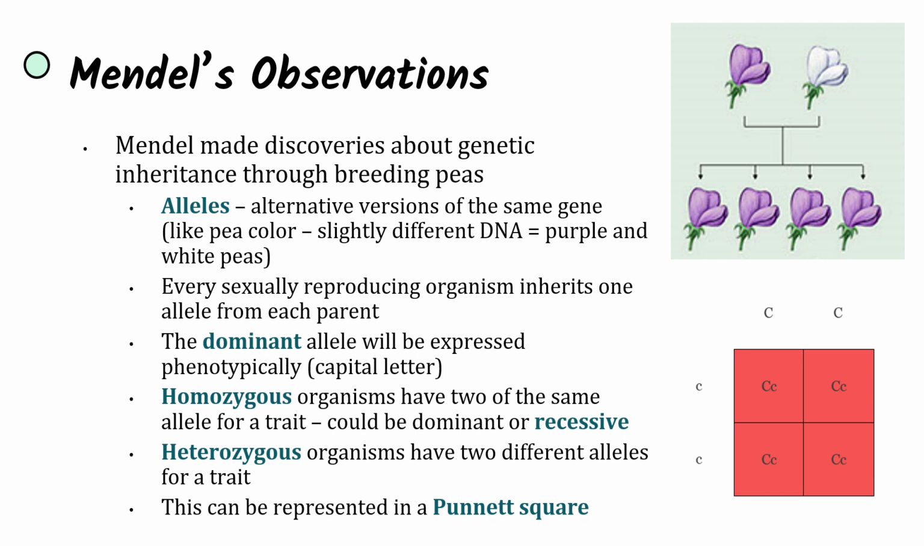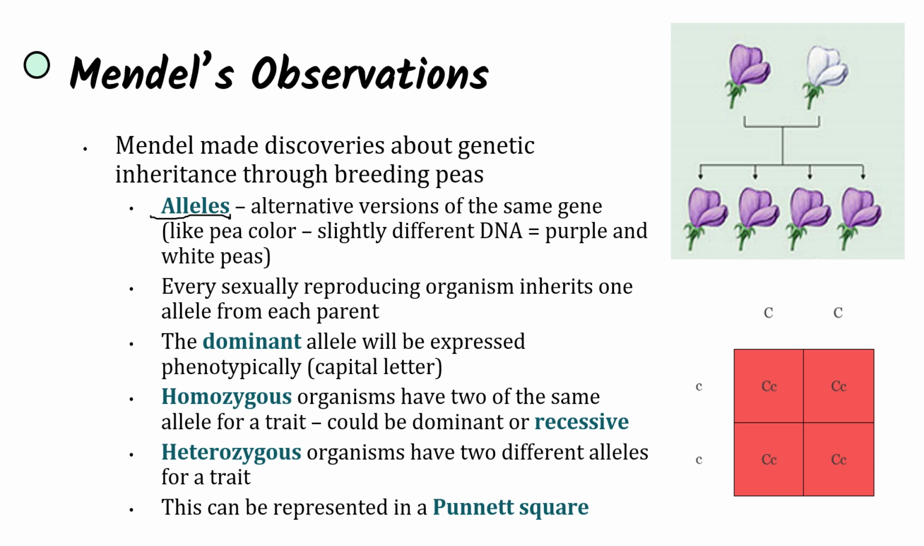So he determined that there were different versions of the same gene. And these were called alleles, and we've talked about these in 5.2. One example of an allele is pea color. There are some peas that have purple flowers, and some peas that have white flowers. And that means that their DNA is slightly different. They have a different allele of the same gene, which is pea color.